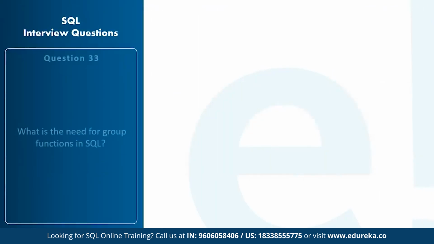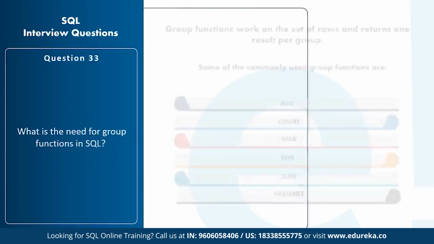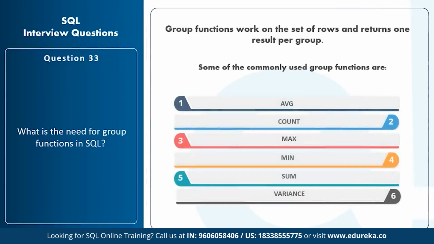Now let's move forward to our next question: what is the need of group functions in SQL? Group functions work on a set of rows and return one result per group. Some of the most commonly used group functions are average, count, max, min, sum and variance. So when you ask what is the need of group functions in SQL, the need is that group functions work on a set of rows and return one result per group.